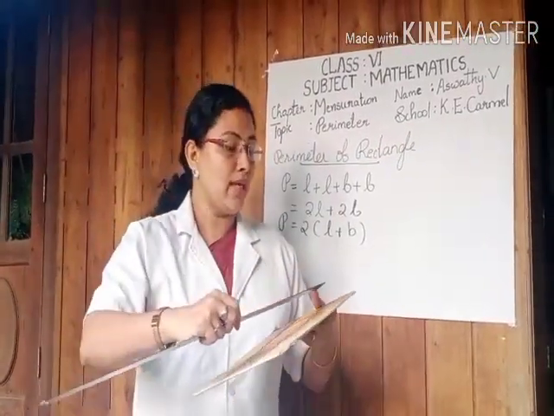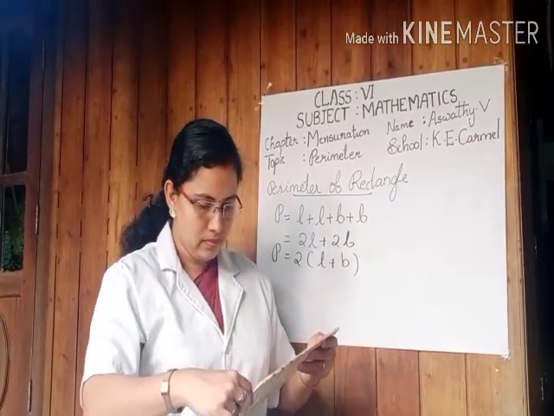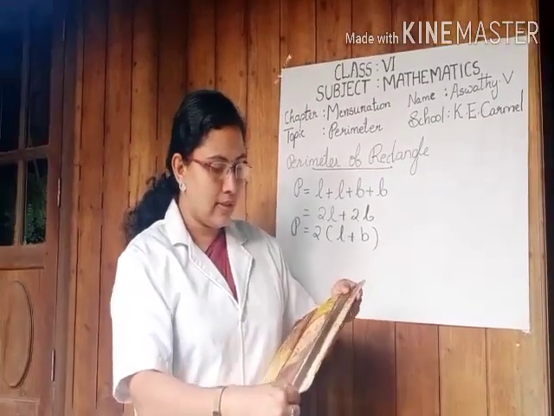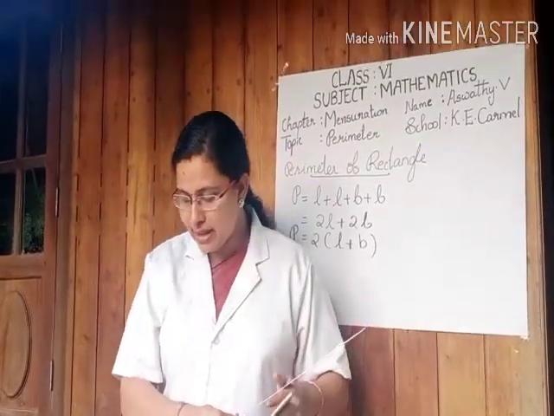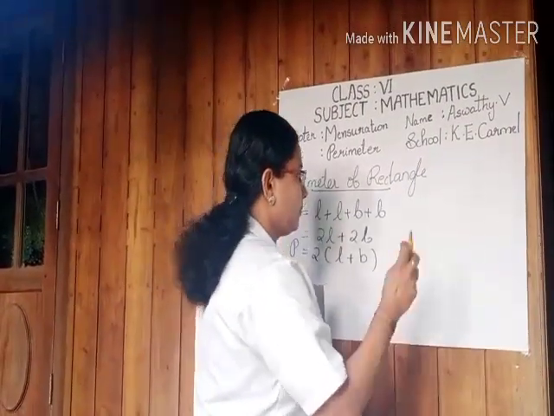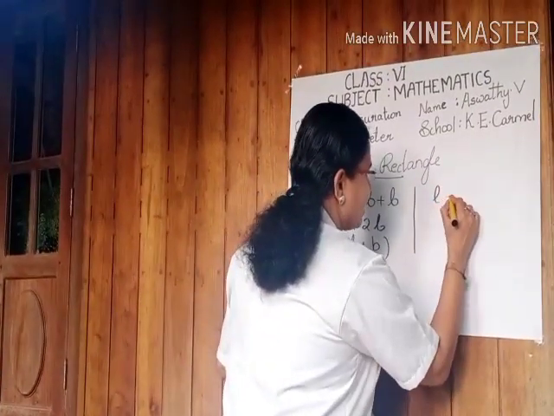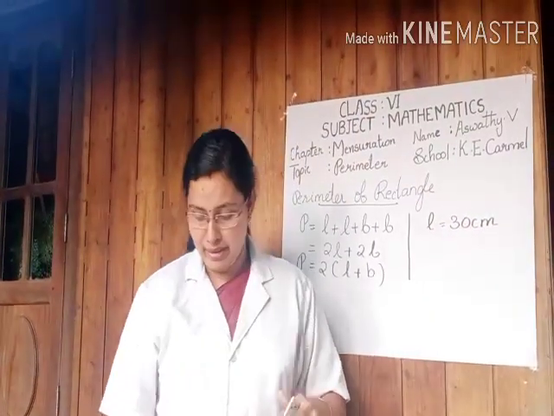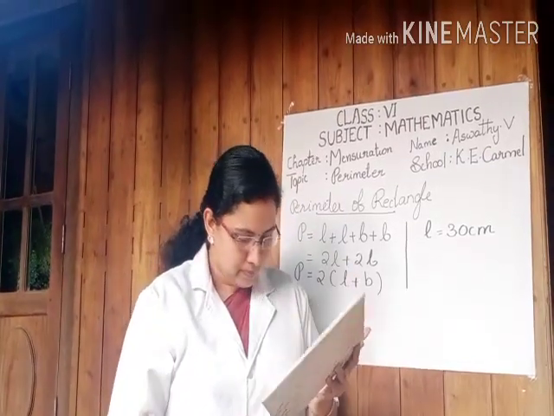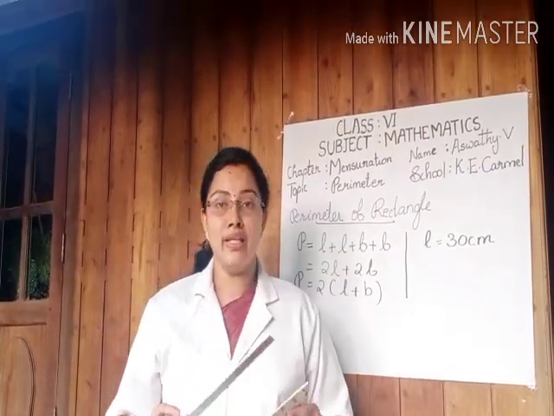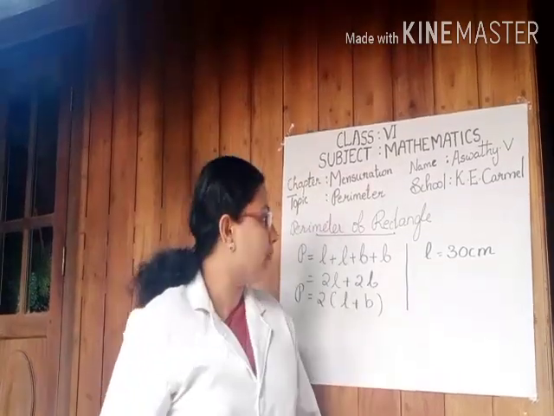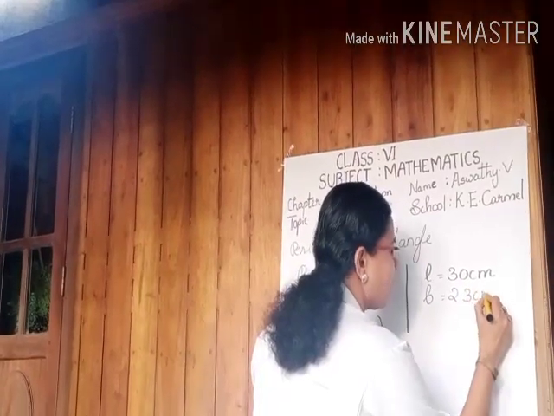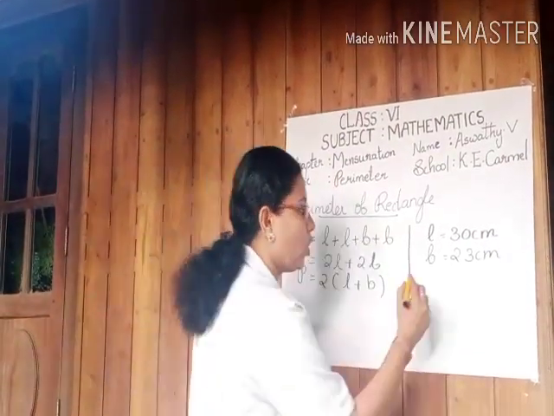I will be using a ruler. I'll measure the length. The length of this canvas board is 30 centimeters. Let me write it. L is equal to 30 centimeters. Now, let me measure the breadth. This is the breadth and it is 23 centimeters. So, I will be writing the breadth. B is equal to 23 centimeters.